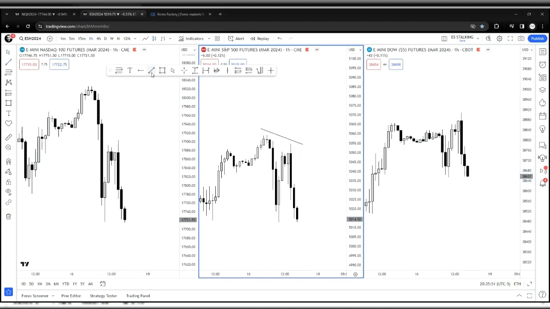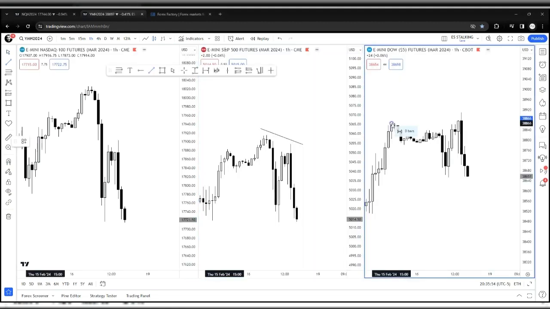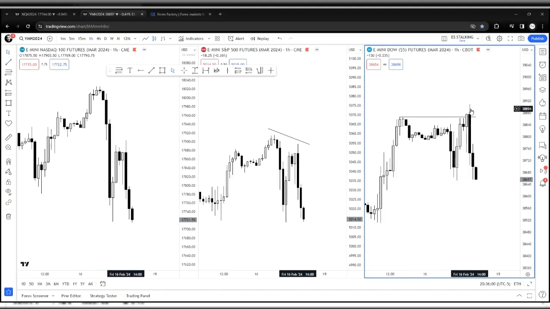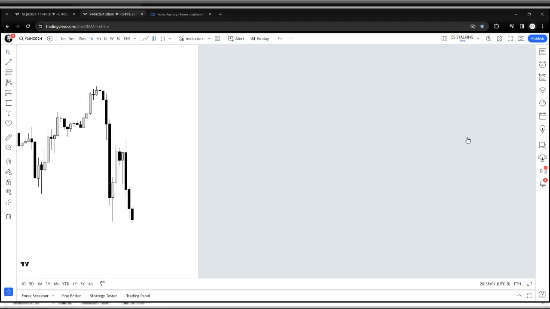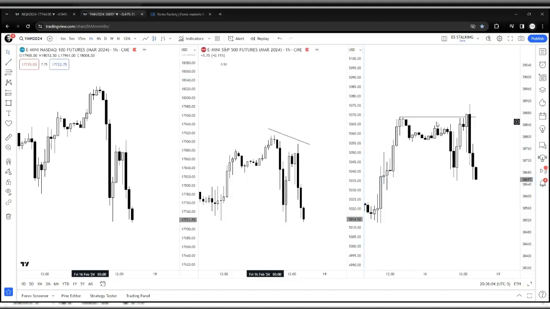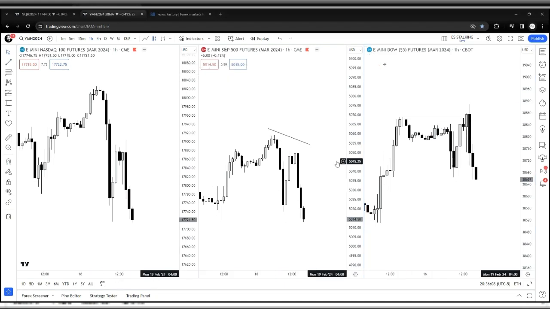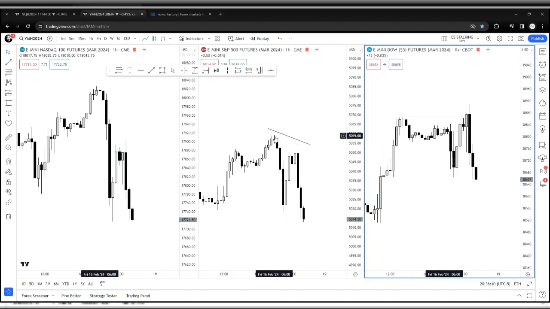Here, price broke above this high, right? This was a stop hunt. This is not a failure swing. So price running above these highs right here, while this price failed to do so, right?